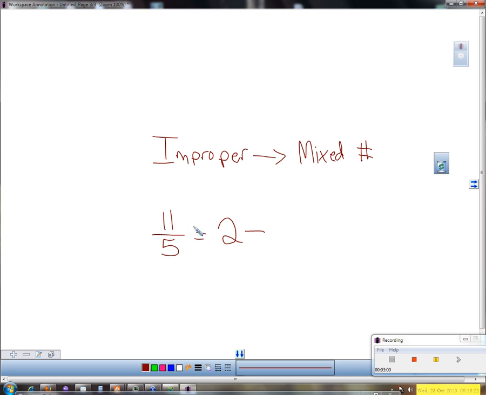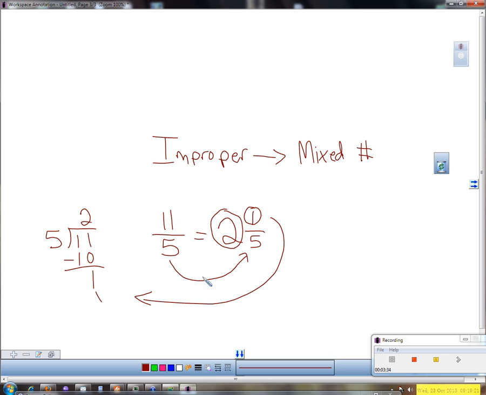To figure out my fraction, if I were dividing 5 into 11, 5 goes into 11 twice. 5 times 2 is 10. We're left with a remainder of 1. The remainder is your numerator. The denominator stays the same. So just to recap, the whole number here was the answer to our division problem. The numerator was the remainder from this problem. And the denominator stayed the same.